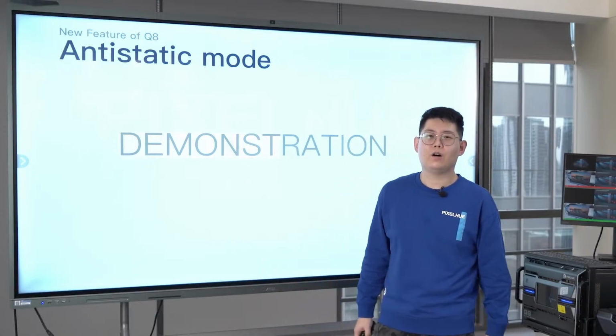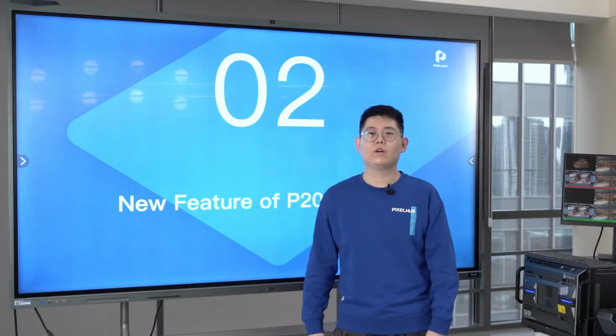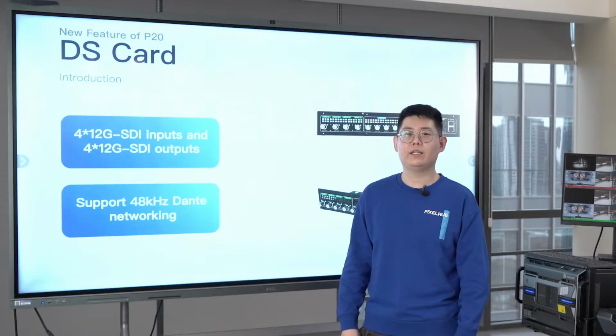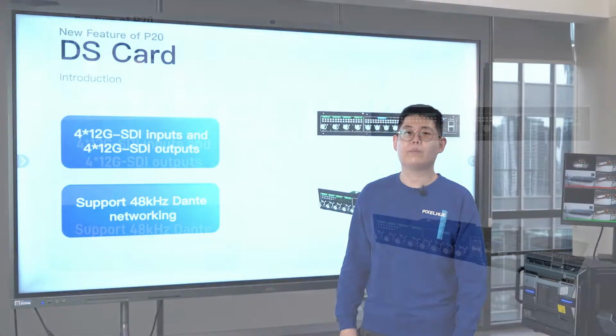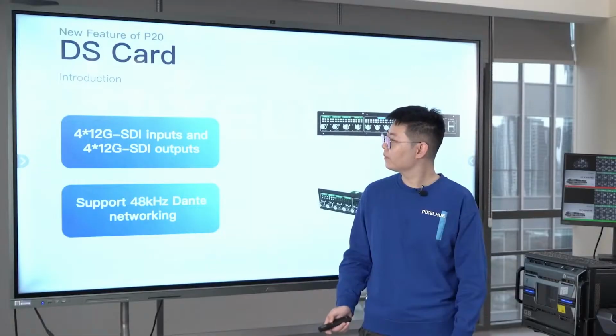Alright, those are all the amazing new features of Q8. Now, let's move on to the P20. We are introducing a new subcard called P20-DS, which comes with some notable upgrades. It includes Dante interfaces, removes SDI loop-out interfaces, and adds SDI output interfaces. You can purchase it separately or replace your existing card if you prefer this upgrade.